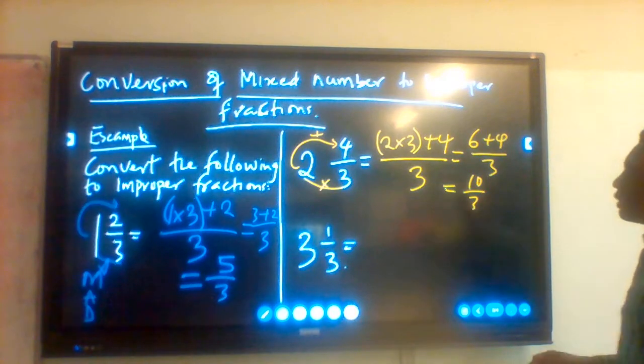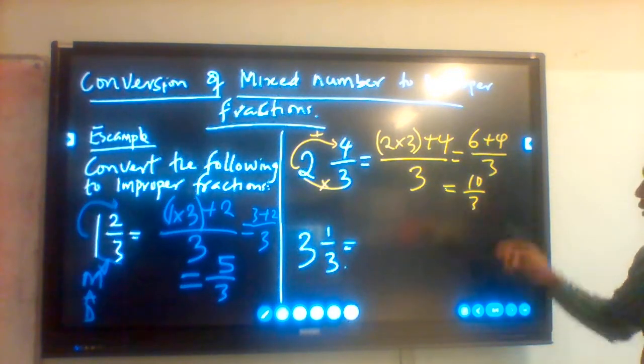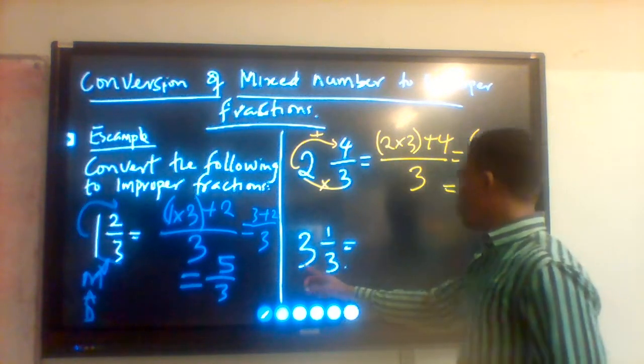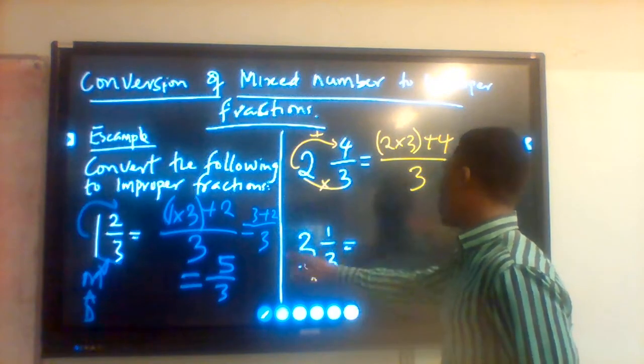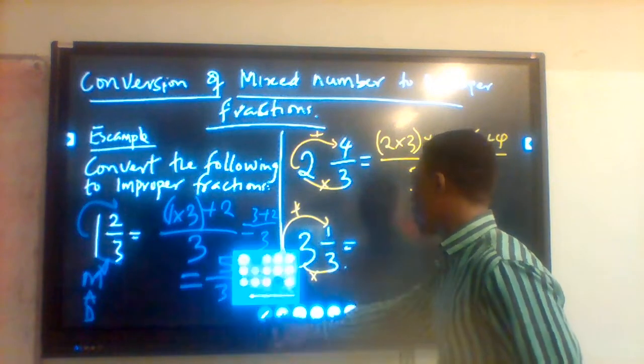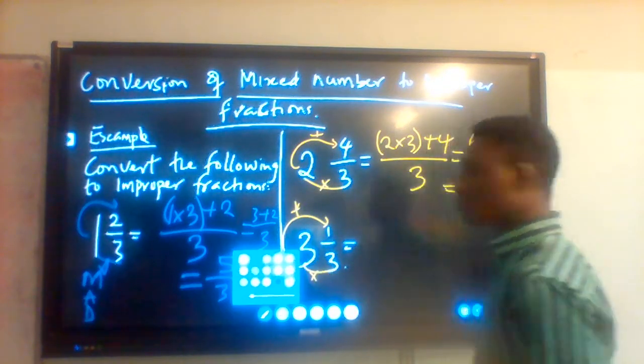You discover that the bigger number is on top. 10 is bigger than 3. That is an improper fraction. Try this last one. You multiply this, then you add the result to this. I'm waiting. Just try it. Let's see what your answer will be.